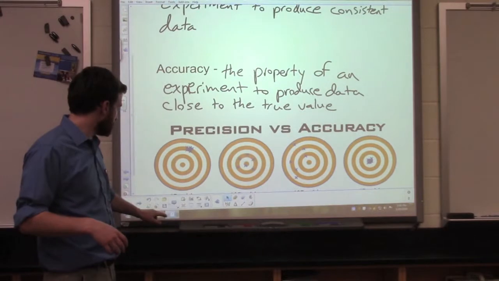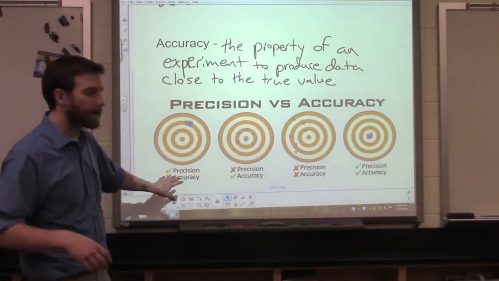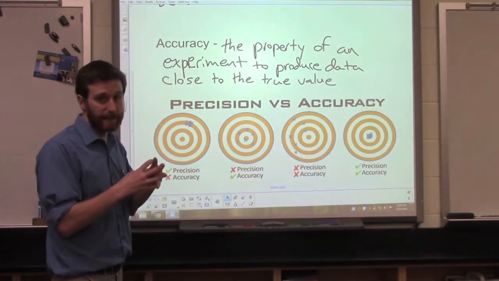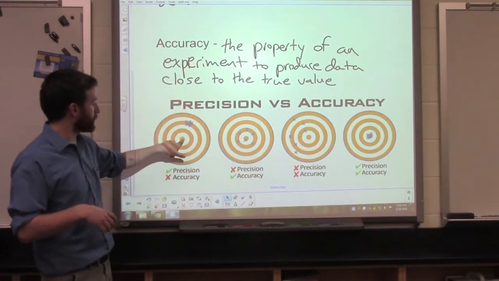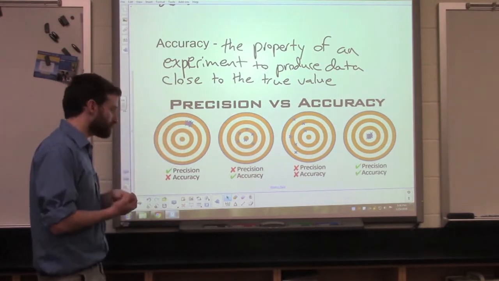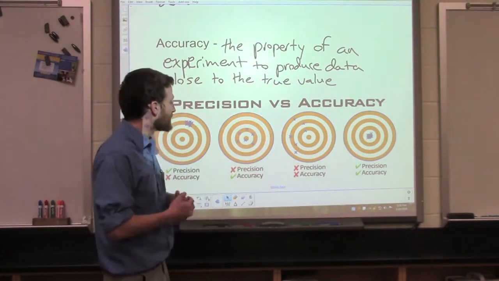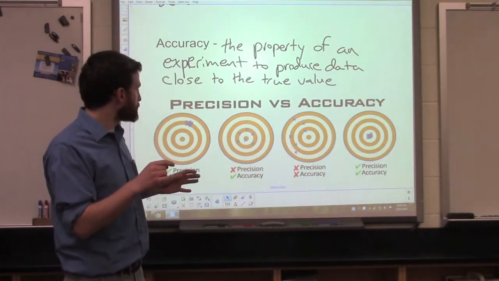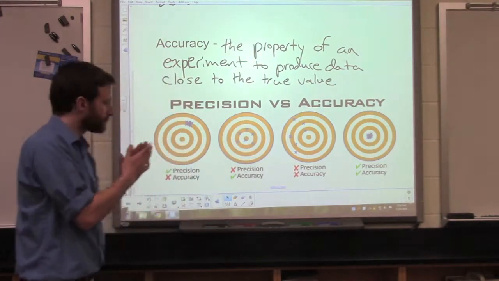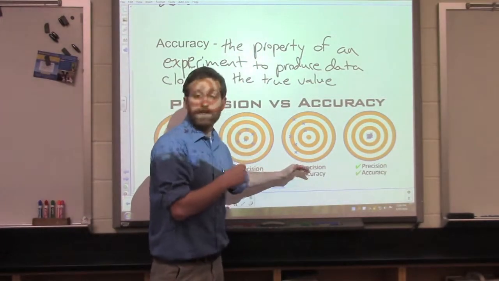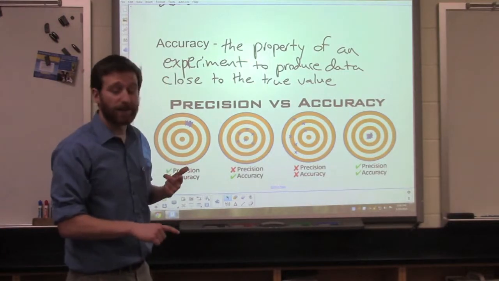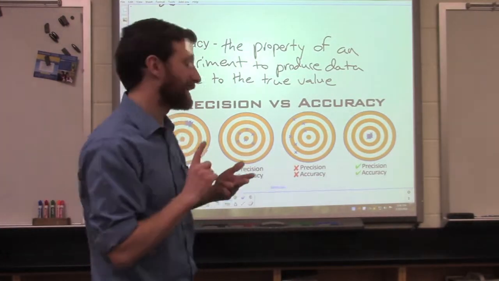So to be precise but not accurate is to miss the bullseye but to miss it consistently. So you have a tight grouping but you're not close to the true value. You can get consistent data but it's just not right. To be accurate but not precise is to be around the bullseye, but you're inconsistently around the bullseye. So you're a little scattered, but you're close to the center. To be not precise nor accurate is to be pretty much all over the map. You're not getting data close to the true value, nor are you doing it consistently.